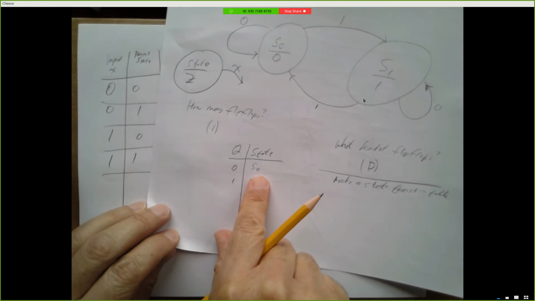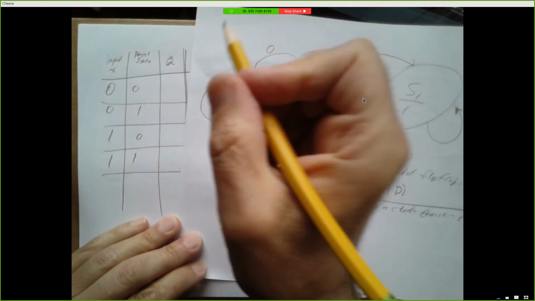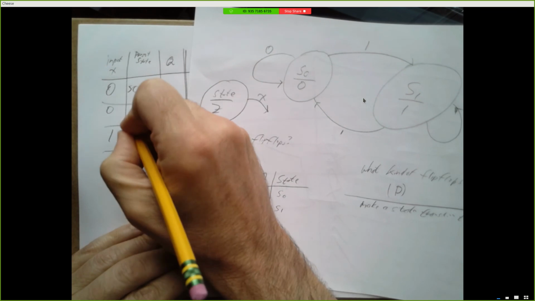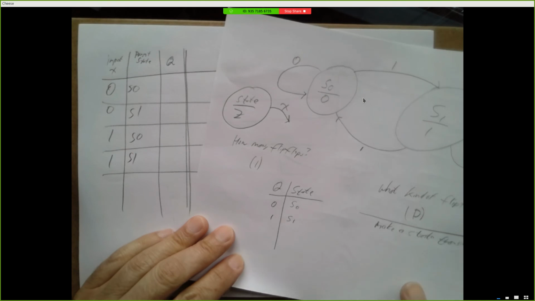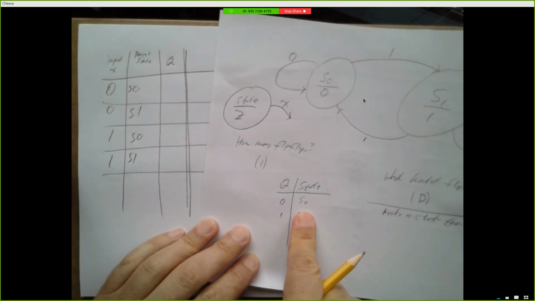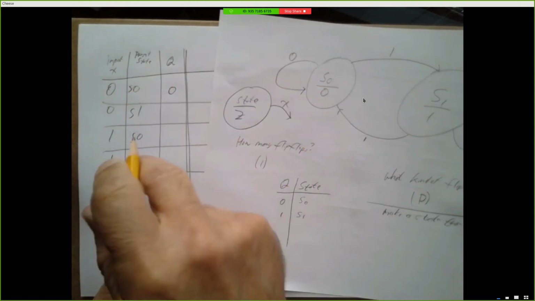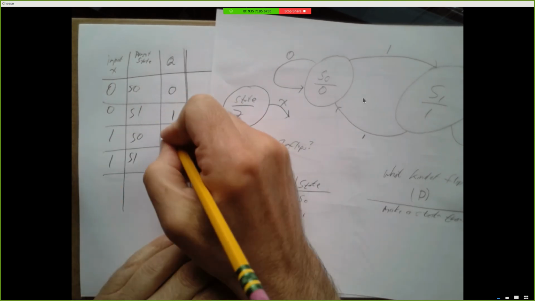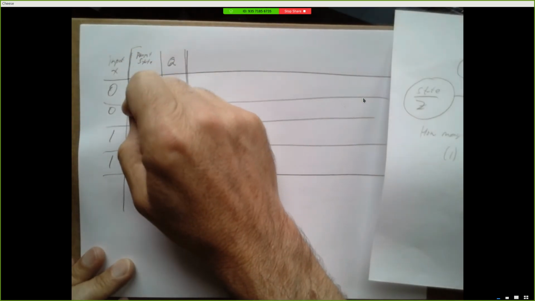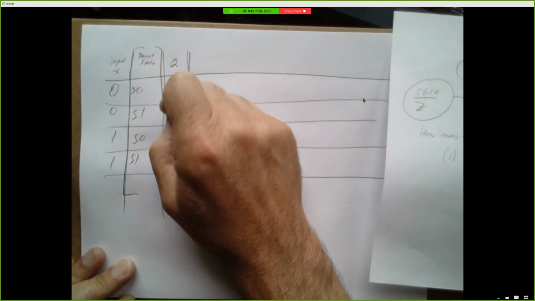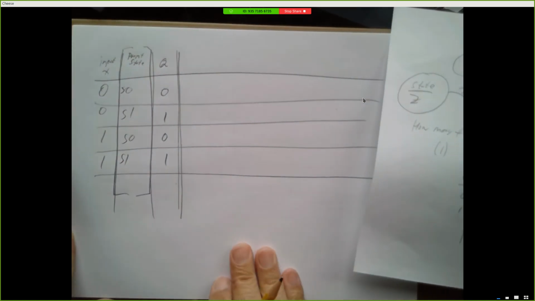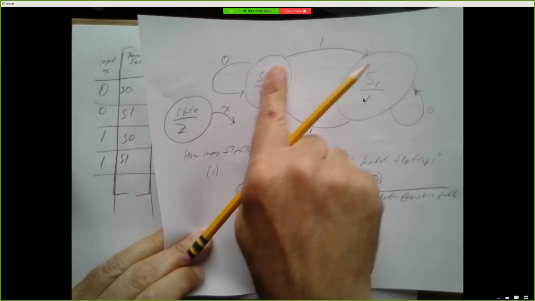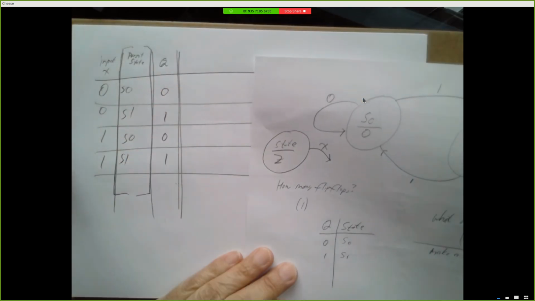If state S0 is, sorry, I should have called these S0, S1. Right, those are our actual state names. Okay, so state S0 is the state we mean when Q is equal to 0. S1 is the state when Q is equal to 1. So this is kind of an intermediate column. This is really what we're going to work with, okay? But this is helping me translate from this diagram to ones and zeros.